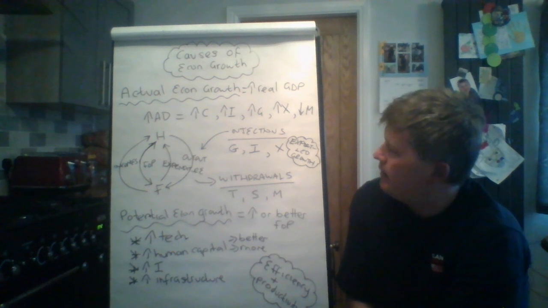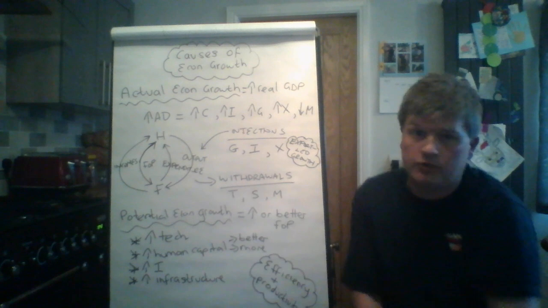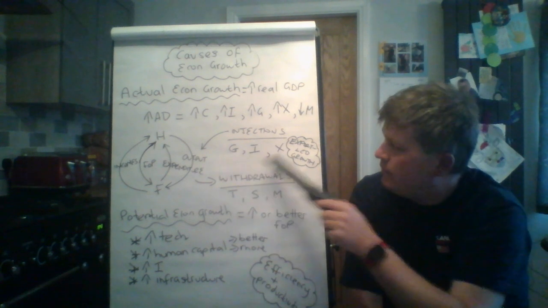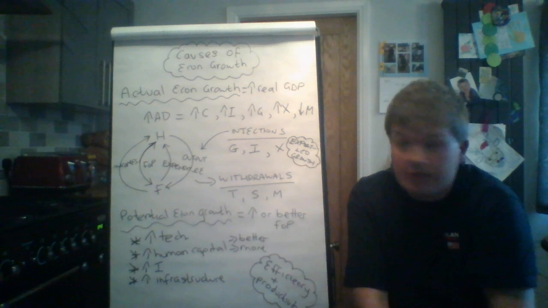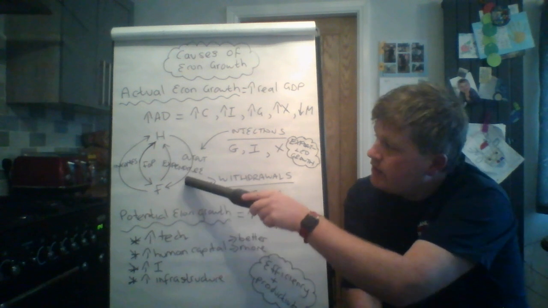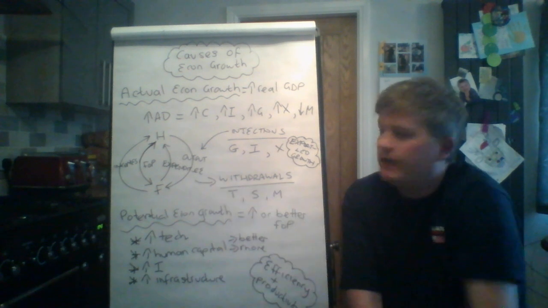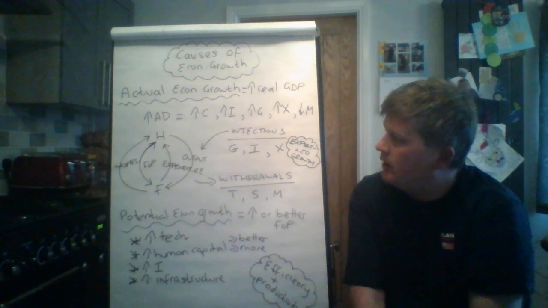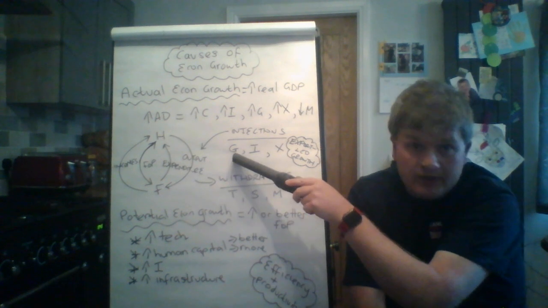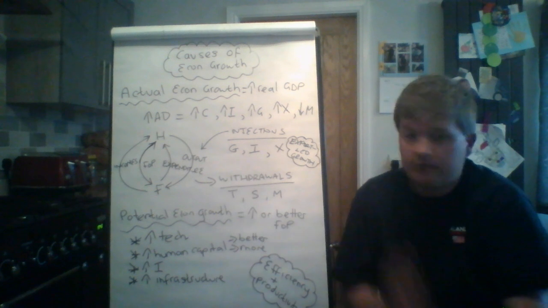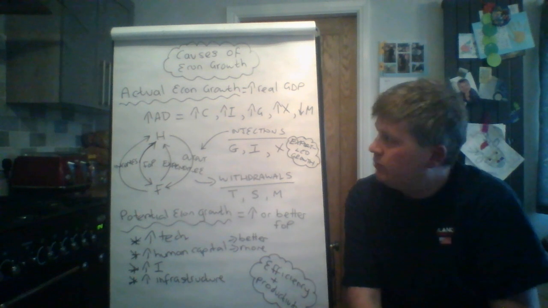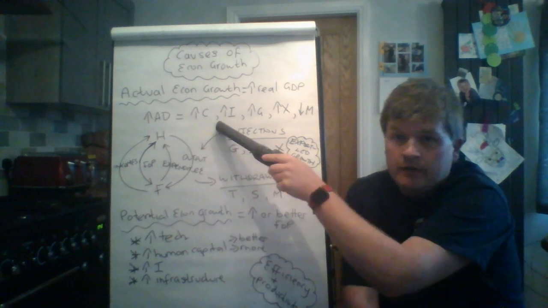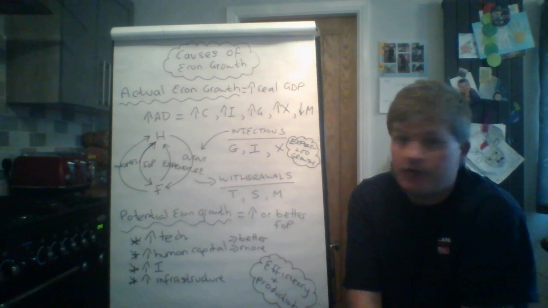Now we can also think about this through injections and withdrawals. If government spending or investments or exports were to increase, again assuming ceteris paribus, the circular flow will get bigger, which will create actual economic growth. So at the moment, for example, the government is increasing government spending to boost more money into the economy. This will hopefully enable businesses and consumers to keep on spending, and that will hopefully prop up aggregate demand across the economy.